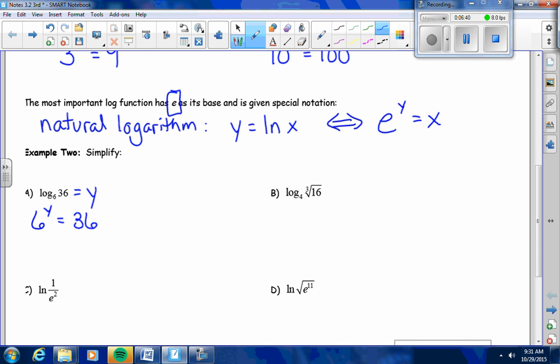okay, so now let's think about this. 36. What do you know about 36? Okay, if you square root it, you get 6. So could I rewrite 36 as 6 to what power? It's 6 squared. So what does my exponent have to be? Y equals 2. My exponent is 2. 6 squared gives us 36.